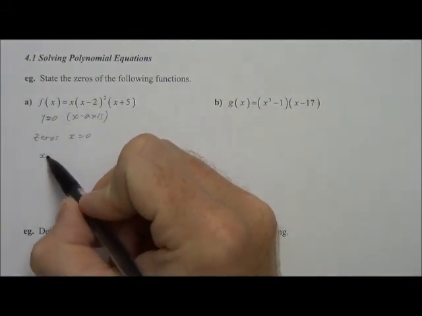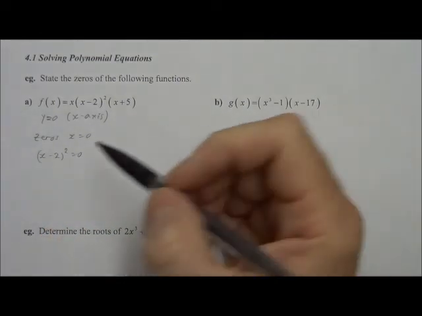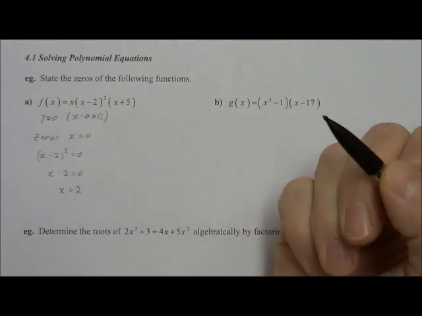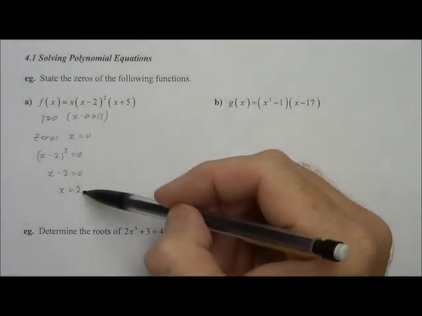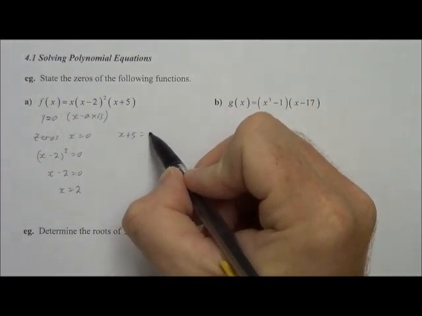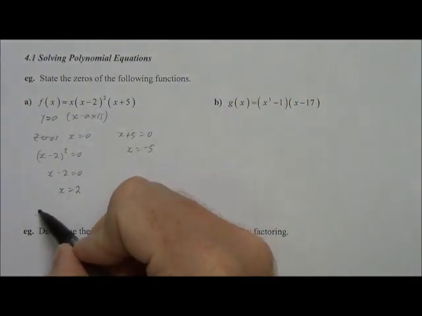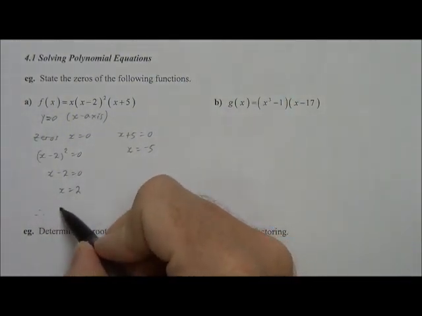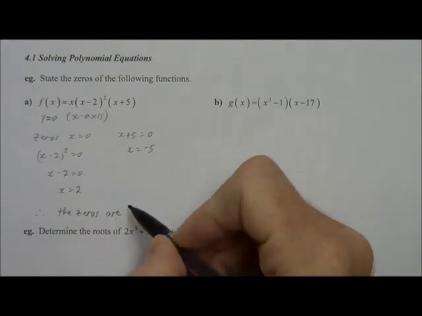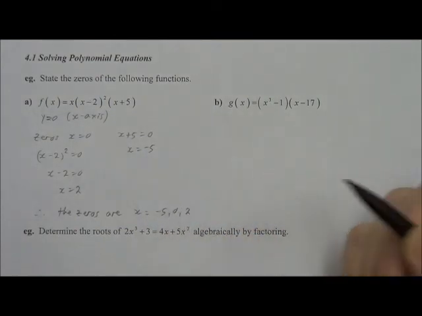So that's 1, 0. x minus 2 squared equals 0. So we can take the square root of both sides, so we get x minus 2 equals 0, and therefore x equals 2. So we have two zeros, x equals 0 and x equals 2. And then we also see that x plus 5 could equal 0, so then x equals negative 5. Therefore the zeros are x equals negative 5, 0, and 2.